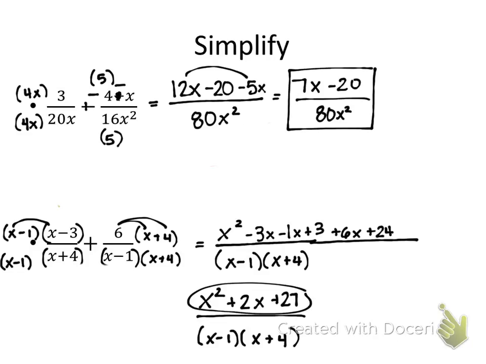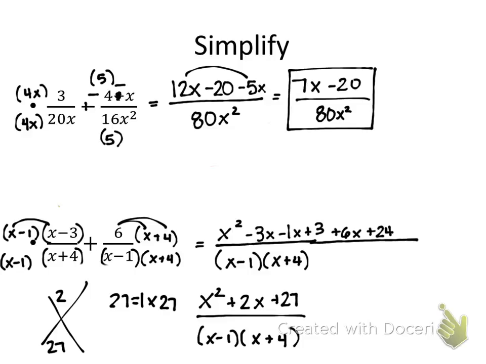Now, because I see three terms, I'm going to check to see if I can factor it. So 2 and 27, but what are the factors of 27? 1 times 27. It's a prime number. Did either of those add to give me 2? No, not at all. So this cannot be factored, and this is now my final answer. Okay, so that's what happens when we have families in our denominator.